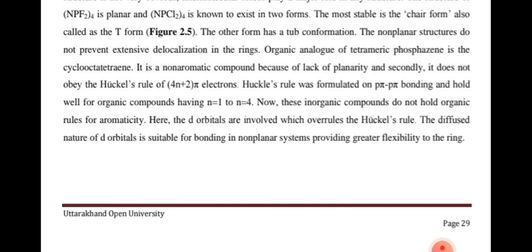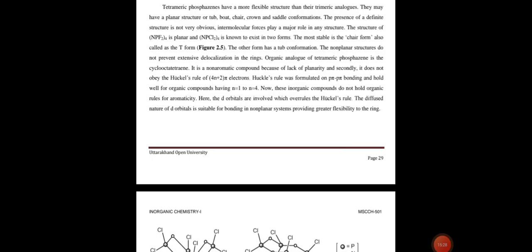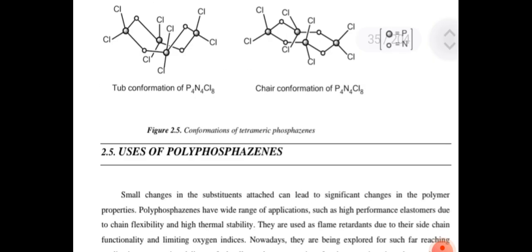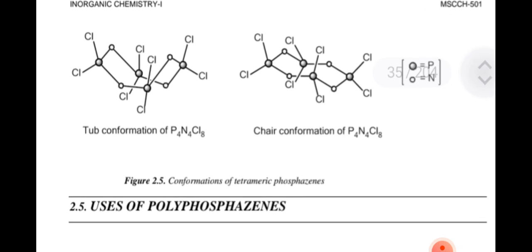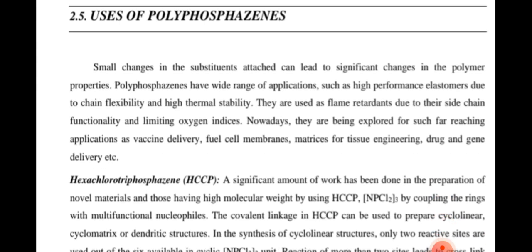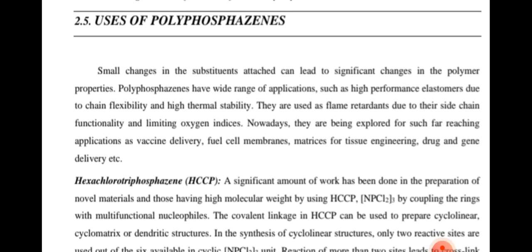Here the d orbital is involved, which overrules Huckel's rule. The diffuse nature of the orbital is suitable for bonding in a nonpolar system, providing greater flexibility to the ring. Tub conformations, chair conformations, conformation of tetrameric phosphazene, uses of phosphazene. Small changes in the substituent attached can lead to significant change in the polymer property.